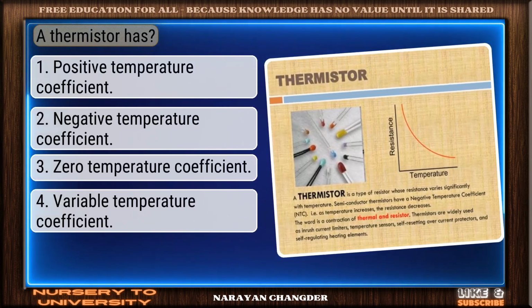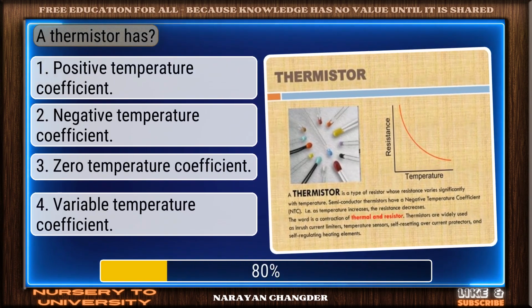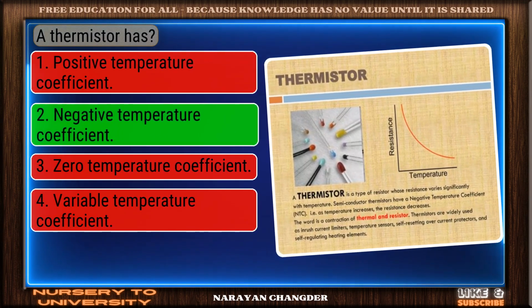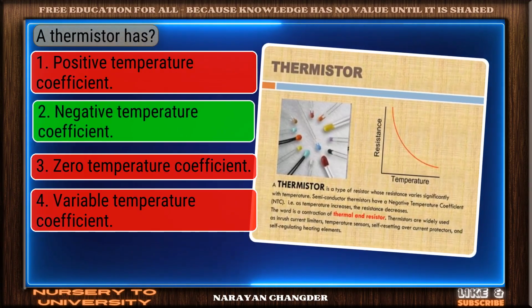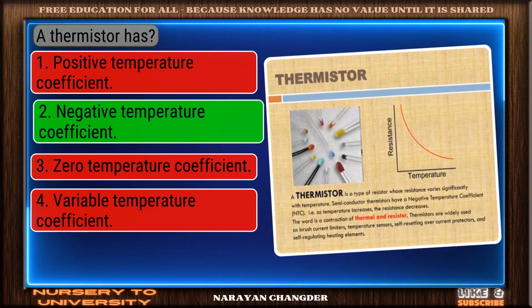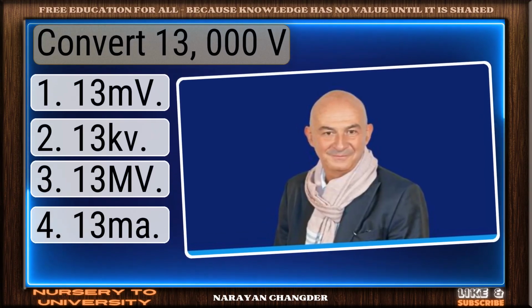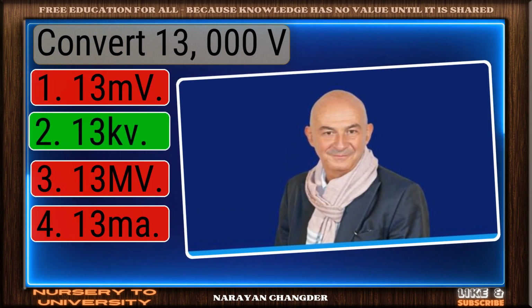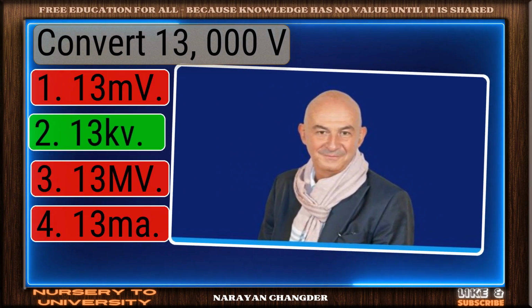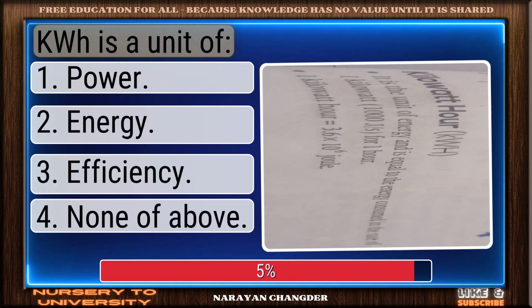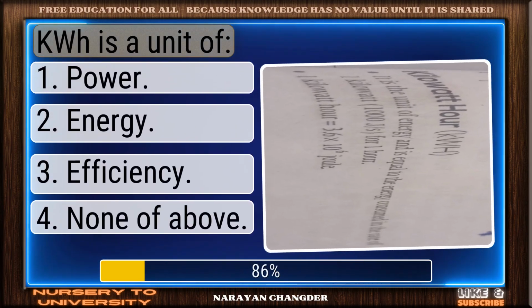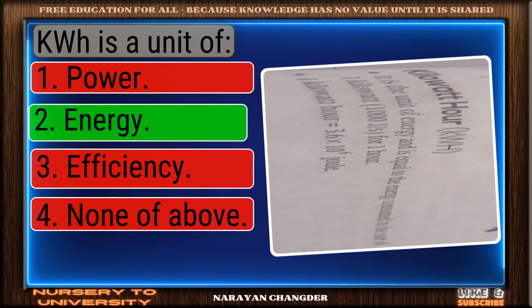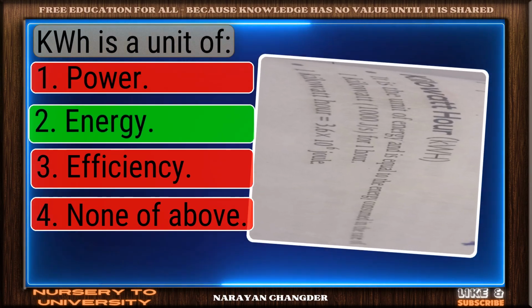A thermistor has. You got it. Your choice negative temperature coefficient is right. Convert 13,000. Smart move. 13 kV is an accurate answer. Cow is a unit of. Well done. Energy is the right choice.